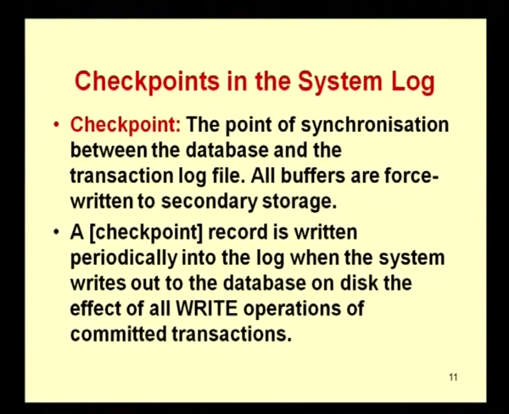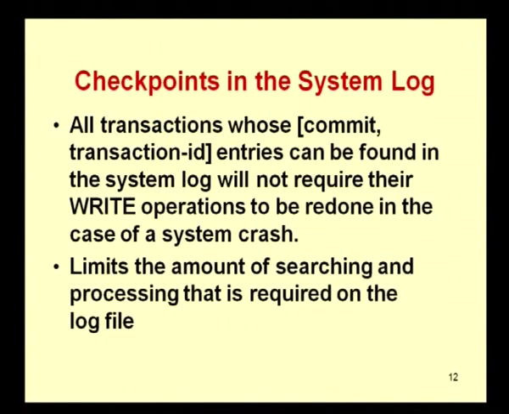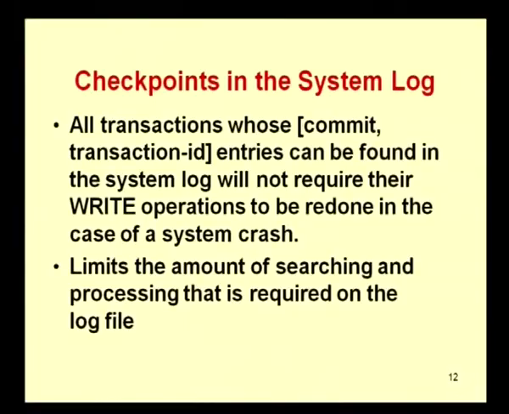A checkpoint record is written periodically into the log when the system writes out the database on disk, and it will affect all write operations of all committed transactions. Now, all transactions whose commit transaction ID can be found in the system log will not require the write operation to be redone in the case of a system crash, because all the write operations have already been committed, that means written onto the disk. Even though they can be found in the system log, before the checkpoint, whatever happened, you do not have to do anything, because those write operations have already been committed and stored. So, you do not have to redo it, and it limits the amount of searching and processing that you have to do on the log file.